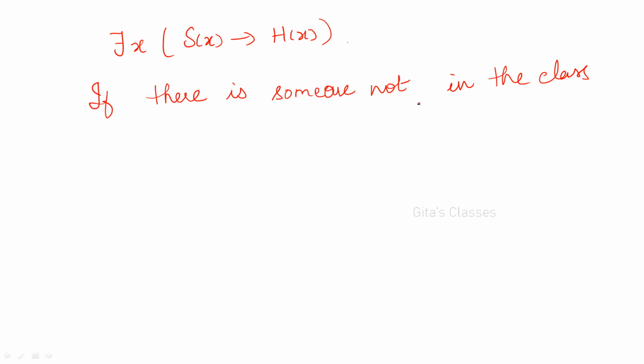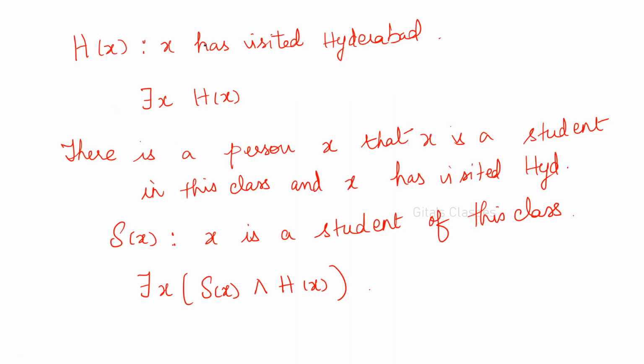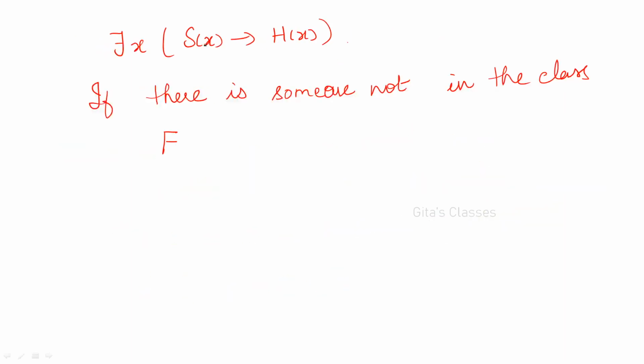So if you are considering someone not in the class, then this S of x conditional H of x will become true. S of x means x is a student of this class. So if someone is not in the class, S of x becomes false, and even if H of x is true, someone outside the class who has visited Hyderabad, or who has not visited Hyderabad, false conditional anything is true.